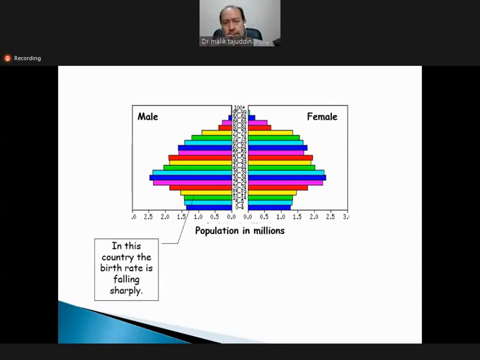Now, you see this population pyramid, okay? In this country, the birth rate is falling sharply. You can see that 5, 10, 15, 20, 25 years ago, there was a high birth rate. But since the last 25 years, the birth rate has declined considerably, and fewer children are being born. So 25 years ago, 2.5 million girls and similarly nearly 2.5 million boys were born, so 5 million people were born. But here, only 1.25 and 1.25, so 2.5 million children have been born, less than half of the birth rate of 25 years ago.